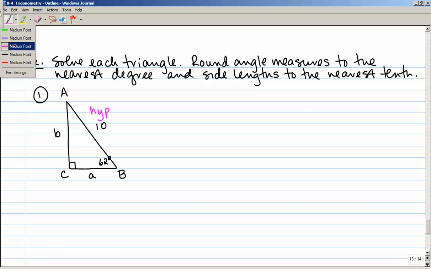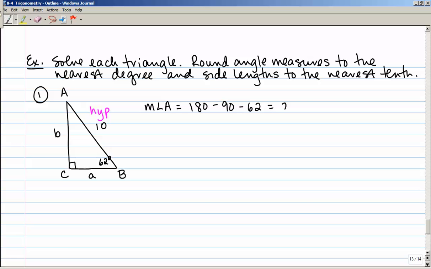Well, probably the easiest thing to do is to find the measure of angle A. So the measure of angle A, because all of these angles, remember, have to add up to 180, is going to be 180 minus 90, because I have my 90-degree angle, minus 62, and that's going to give me 28 degrees. So the measure of angle A is 28 degrees. I could put that in there if I'd like.